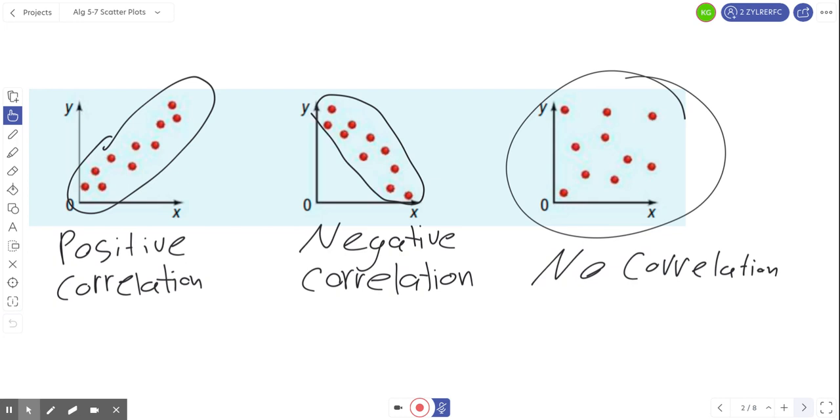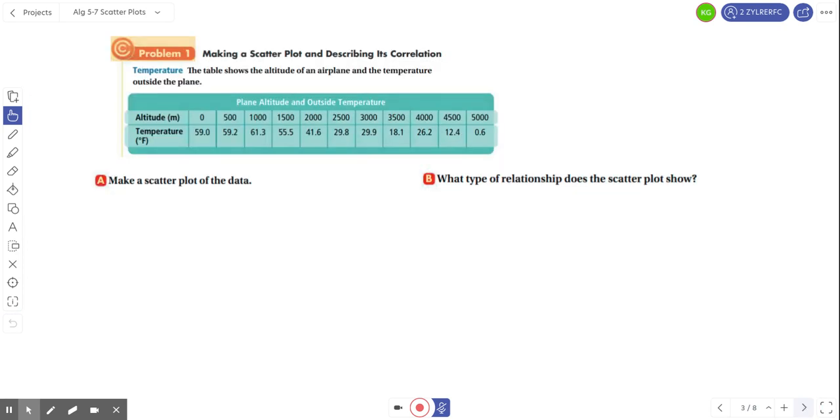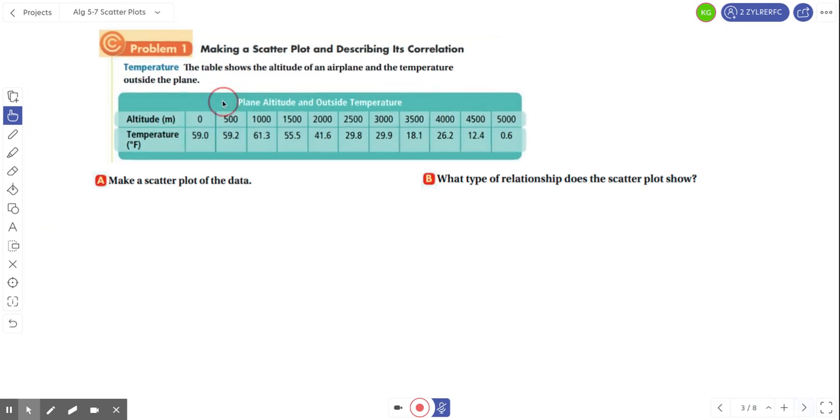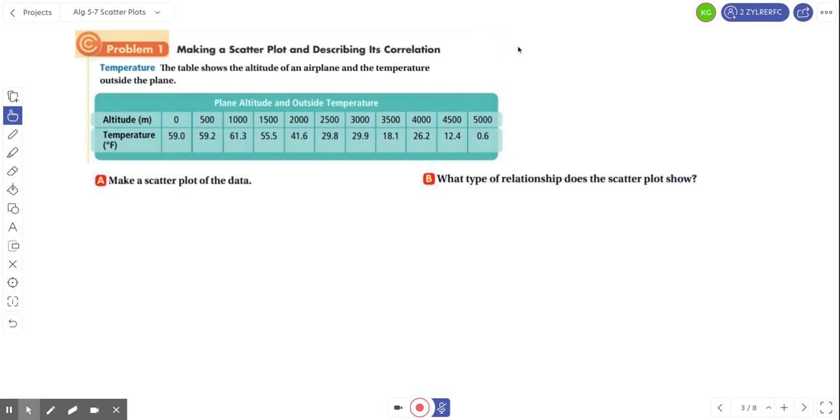All right, so at first, all we're going to be doing is graphing the things roughly enough to say positive correlation, negative correlation, or no correlation. So it'll be questions like this that you're going to do in just a moment. Making a scatter plot and describing its correlation. The table shows an altitude of an airplane and the temperature outside the plane. Let's see what kind of correlation there might be. So I'm going to make a scatter plot. And again, this is rough. I don't need any of these points to be exact. I just need to know in general what's going on.